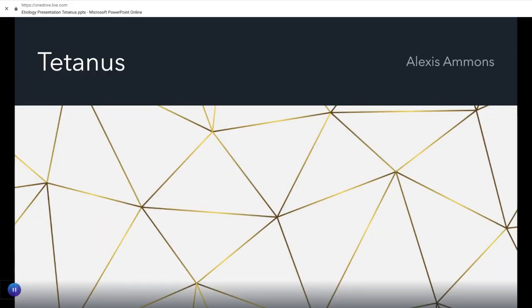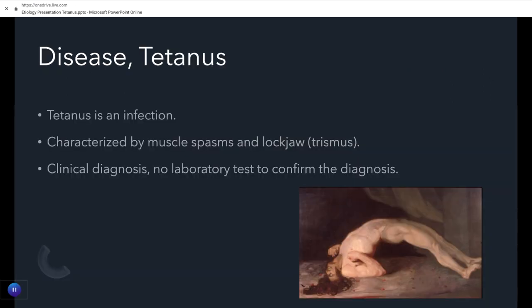My name is Alexis Amons, and I chose to do my etiology disease project on tetanus. So, tetanus is a disease caused by an infection. It's characterized by muscle spasms and lockjaw or trismus. There are no laboratory tests to confirm the diagnosis of tetanus. It's strictly a clinical diagnosis, so doctors look at symptoms instead of drawing your blood. They don't have any official laboratory test to confirm the diagnosis.